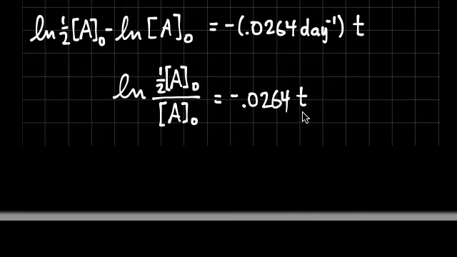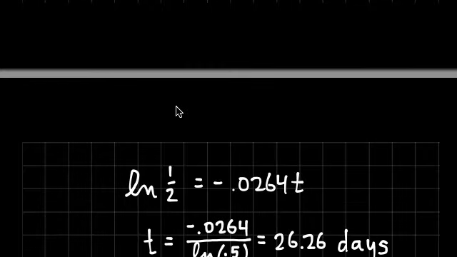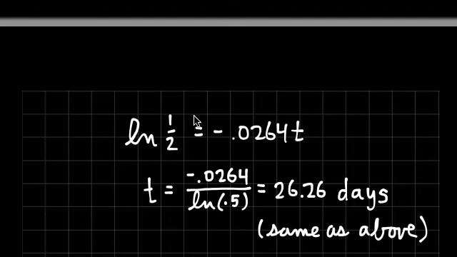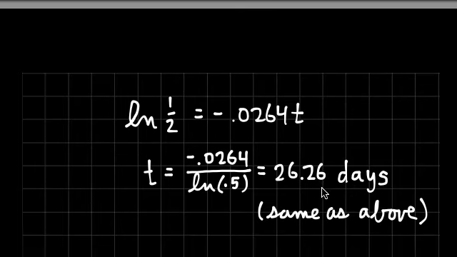Still trying to solve for t here. This would be the A naught over A naught cancels, the natural log of a half. I think that's 0.693. No, negative 0.693. Right. And I get about the same answer as above. Maybe made a little rounding error somewhere. But in any case, that's all.